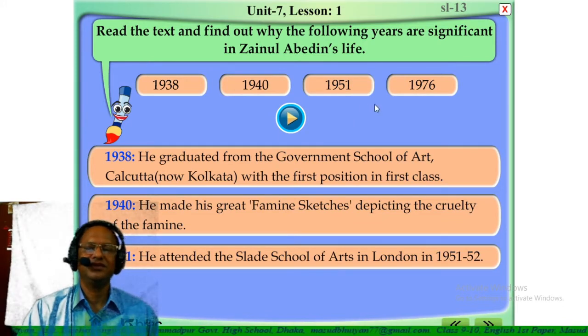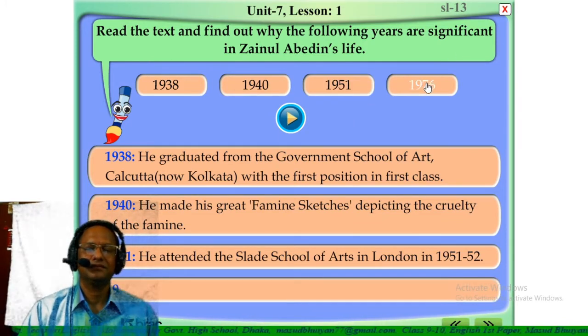1976. Let's move with 1976. Zainul Abedin died in 1976.